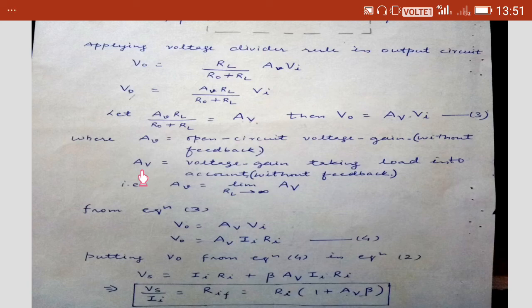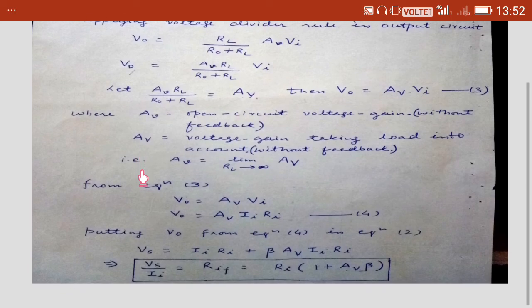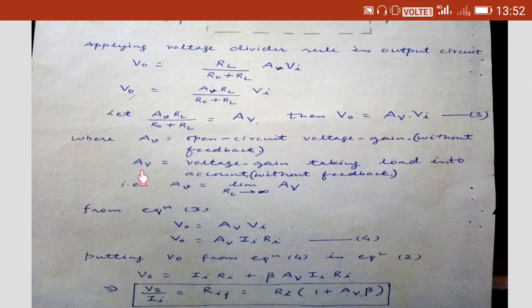If we need to find the relationship between capital Av and small av, we can write small av equal to capital Av when RL tends to infinity. Meaning if we open the load, capital Av will become small av. This is the relationship between small av and capital Av.